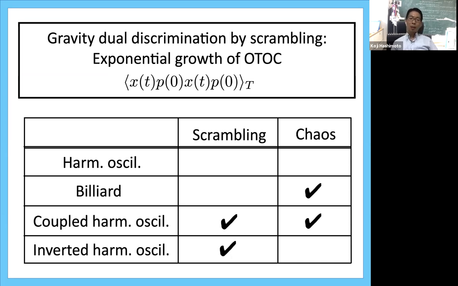And quantum billiard has quantum chaos, but it doesn't have scrambling. On the other hand, the inverted harmonic oscillator is scrambled. However, it doesn't show quantum chaos. So in this way, we have to be a little bit careful when we talk about a gravity dual. So as a summary, I can say that you need to check the exponential growth of OTOC first. And that is called scrambling here and not chaos. Do you have any question?